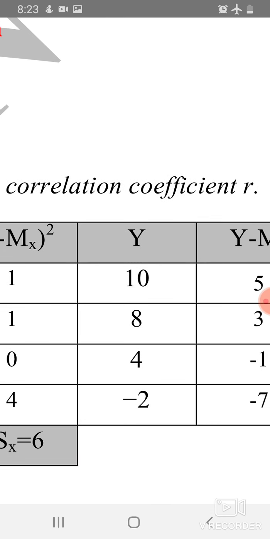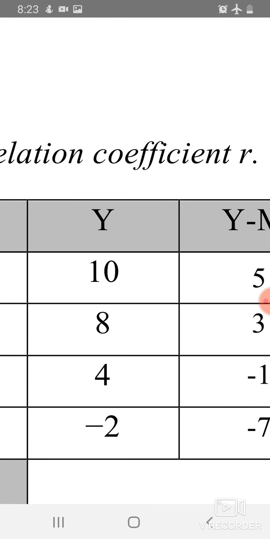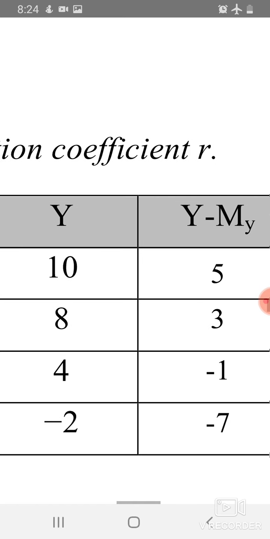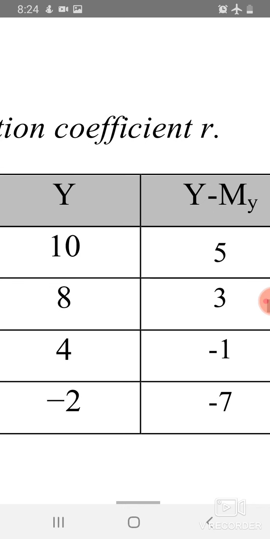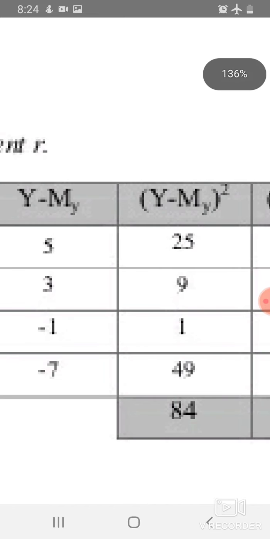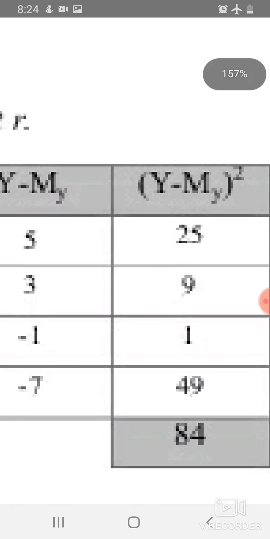Then you plot the y's. You have 10, 8, 4, and -2. The mean of 10 plus 8 plus 4 plus -2 divided by 4 is 5. 10 minus 5 is 5. 8 minus 5 is 3. 4 minus 5 is -1. -2 minus 5 is -7. Now, you square those numbers. 5 squared is 25. 3 squared is 9. -1 squared is 1. -7 squared is 49. Add those numbers up. You have your sum of squares y.